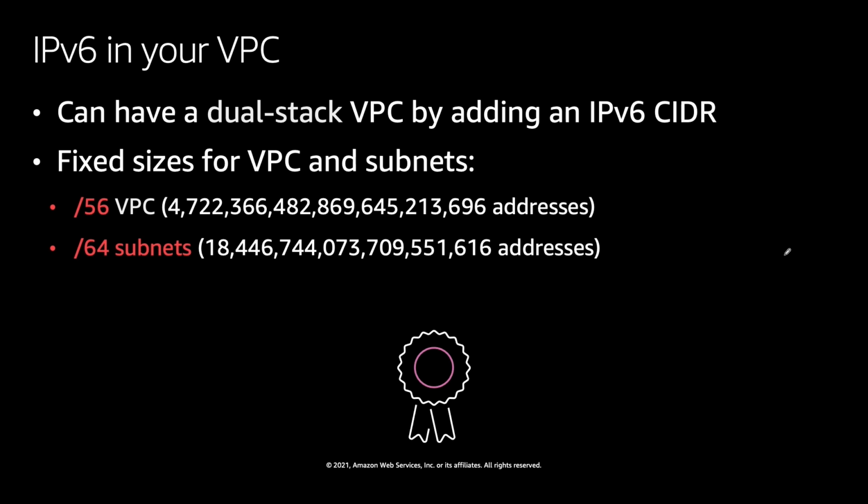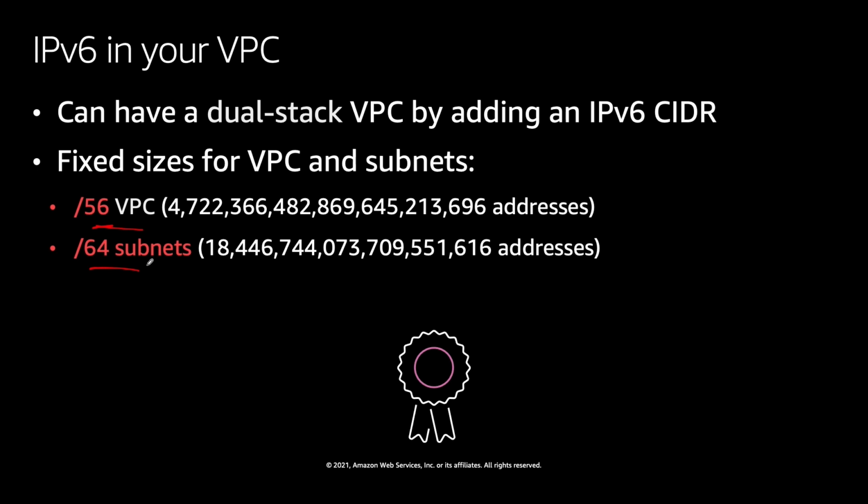So that's how IPv6 came into existence, and AWS VPC also supports IPv6. The way that we support it is in a dual stack fashion. There are a lot of differences that you should keep in mind, but one of the most important differentiators is that these subnets are of fixed size. So the VPC will have a CIDR range of /56, and all the subnets within that VPC will have a CIDR range of /64.